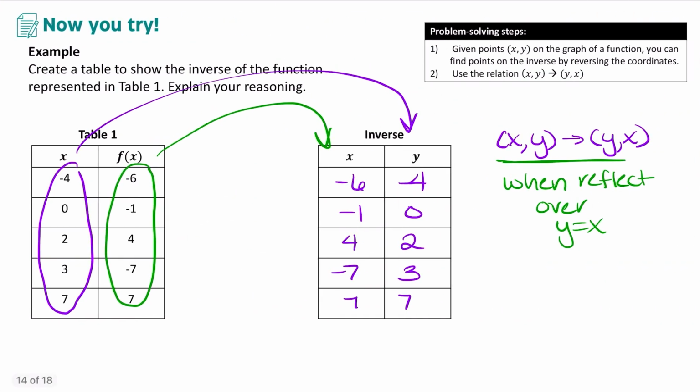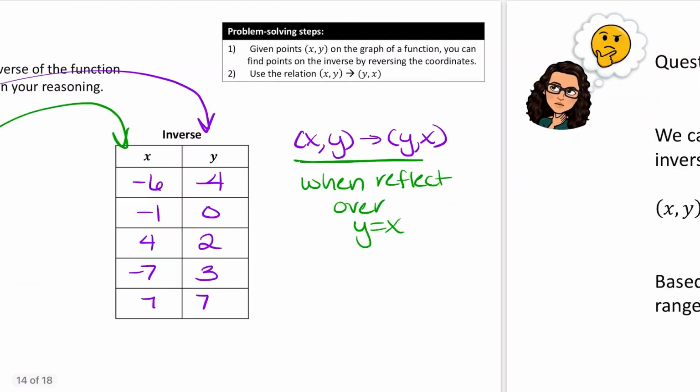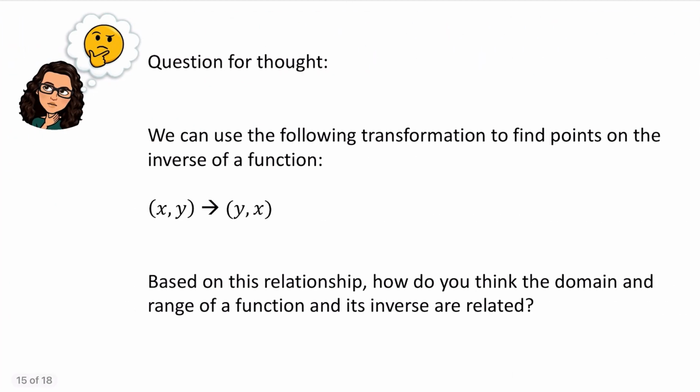So what we're going to do to figure out the inverse is we're going to reverse the x and y coordinates, right? So that's what I've done here. So I reversed the x and y coordinates, and that's how I figured out the inverse, right? Because we're going to reflect it over y equals x to find the inverse. And so that means we're going to take xy and turn it into yx. So here's something to think about. We can use this transformation to find points on the inverse, right? That's what we've been doing.